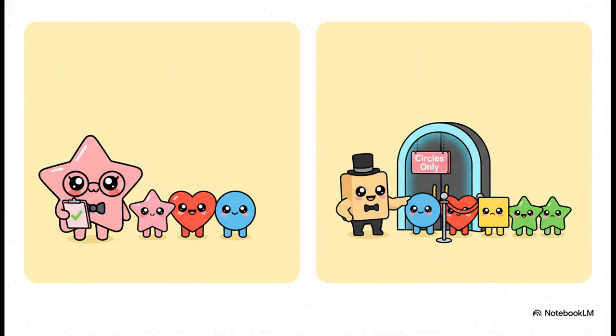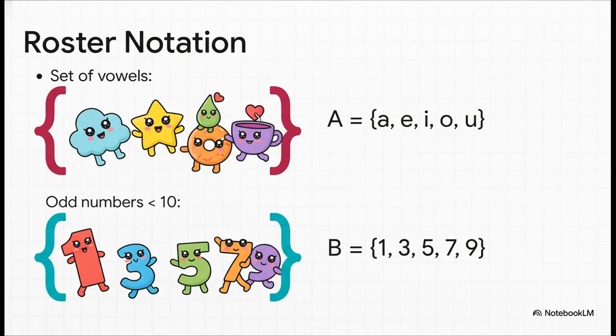You state the requirements an element has to meet to get into the club. Let's look at roster notation first, because it's the most direct. For the set of vowels, you just list them: A, E, I, O, U. And you stick them inside some curly braces. Easy. For the odd numbers less than 10, same deal. You just list 1, 3, 5, 7, and 9.